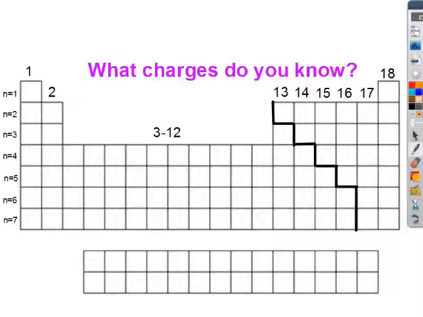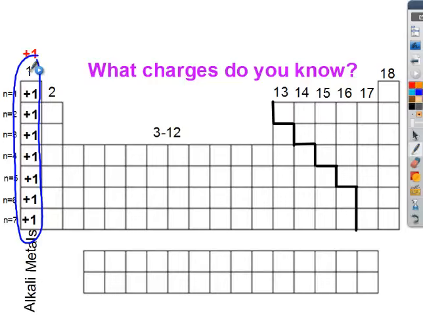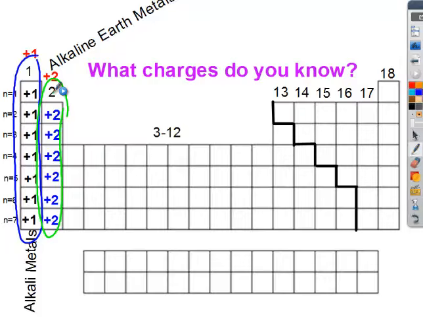In our first row, those are our alkali metals, so that is all of these right here. What charge did I say those were? On your periodic table that you created, you should have said this has a +1 charge. All of them have a +1 charge. My second row, what charge did I tell you that those are? Remember, everything in the second column has a +2 charge, and we call those alkaline earth metals.